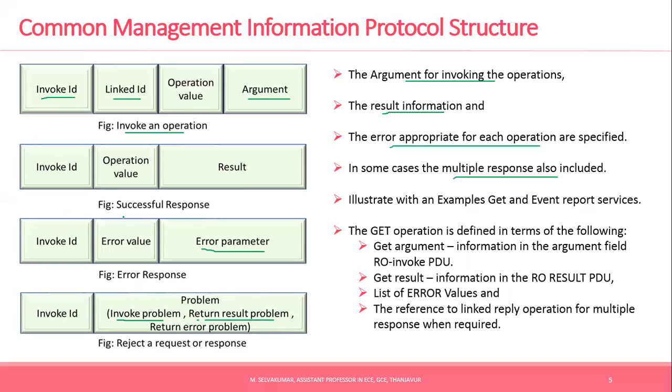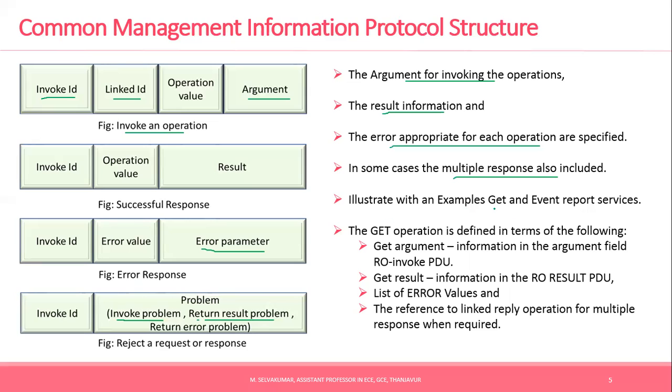So likewise, that error response will be reported to the managing system from the manager objects. For requesting the manager objects, the common management information protocol structure is like this. First the argument for invoking the operation, and then you get the results of information or error appropriate for each operation specified. In some cases multiple responses are included by using the scope parameter, and the specific parameter has to be received using the filtering techniques.